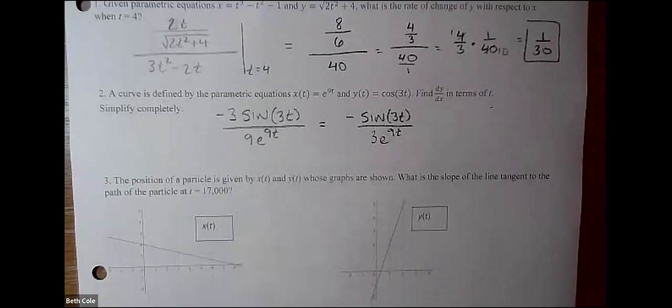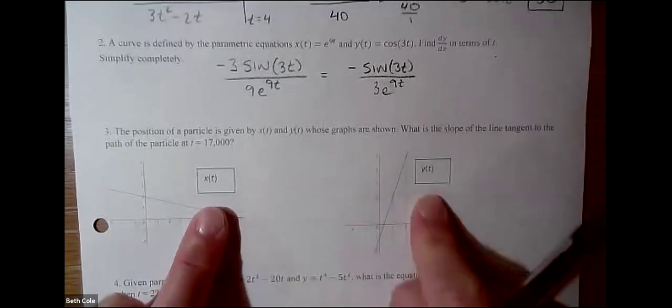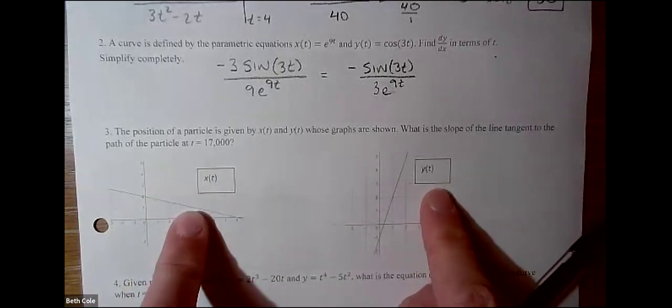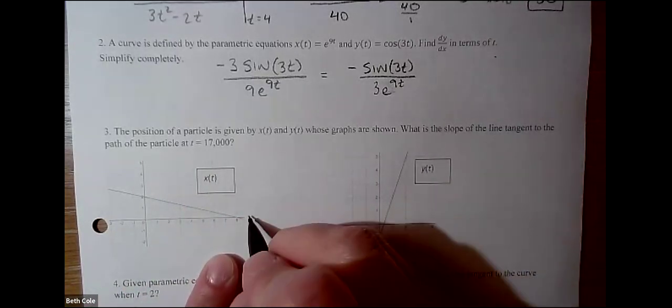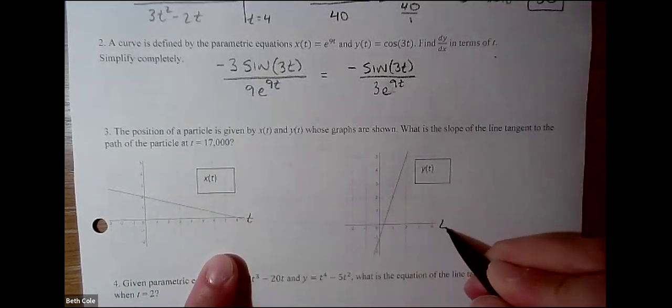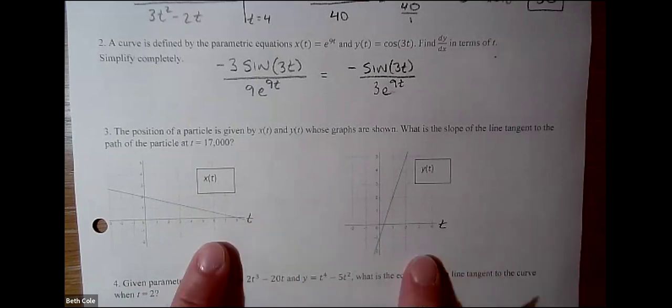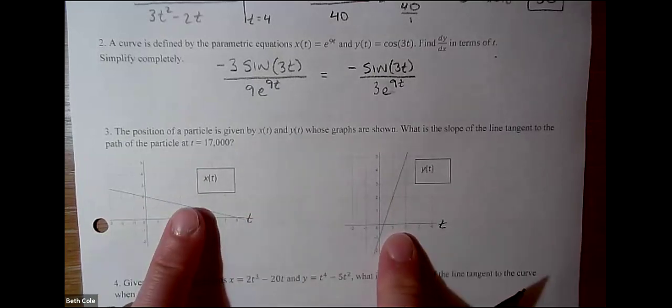All right, for this one, we have graphs. Position of a particle is given by x of t and y of t. So this is not y in terms of x. It's not written on there, but on the test it is. It'll actually say t there. So there is a t axis on these. This is x of t. This is y of t.